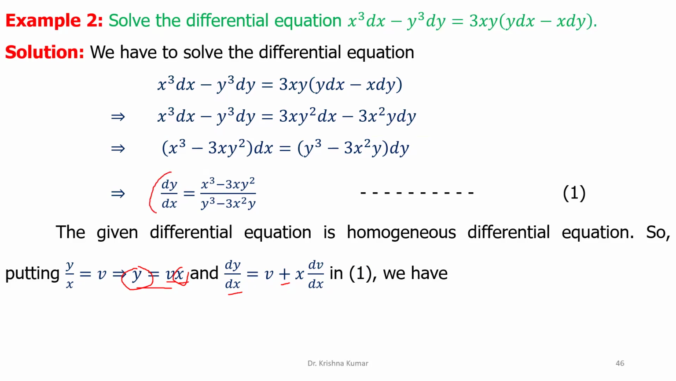So dy/dx is nothing but v + x dv/dx, which is equal to x³ minus 3x, the value of y is vx, so v²x², divided by y³, which is v³x³, minus 3x² times vx.